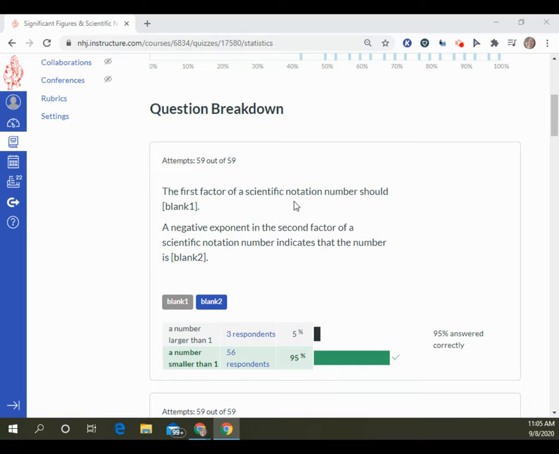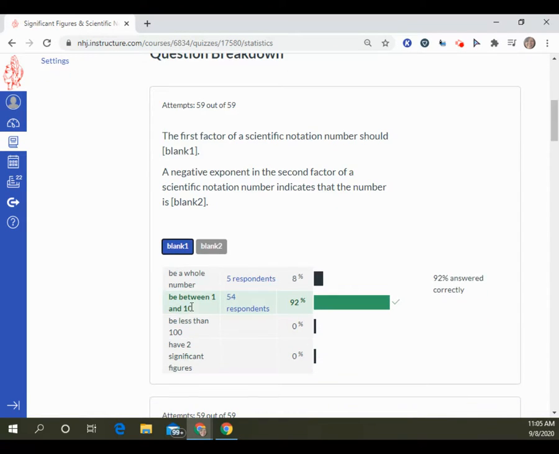The first factor of a scientific notation number should, blank one says, be between 1 and 10. If you go back to our lesson on scientific notation, there's a note video from me talking, and also several other videos. The first factor must be between 1 and 10, because if it's less than 1, you have 0 before the decimal. And if it's greater than 10, you have more than one digit before the decimal point. So it has to be between 1 and 10.